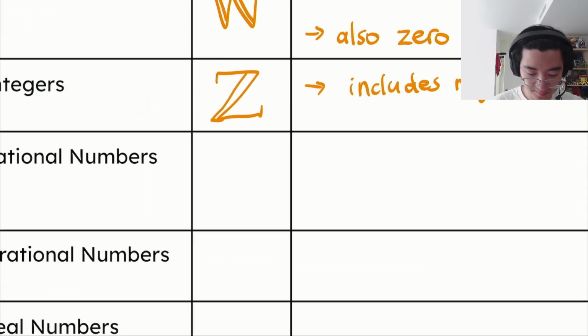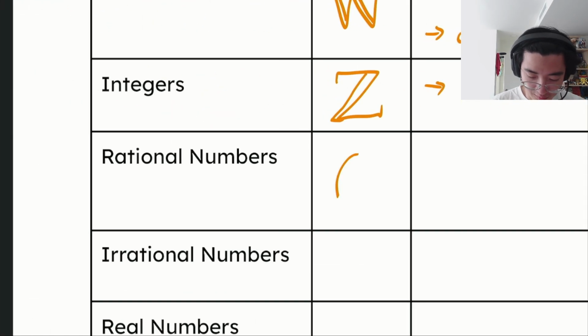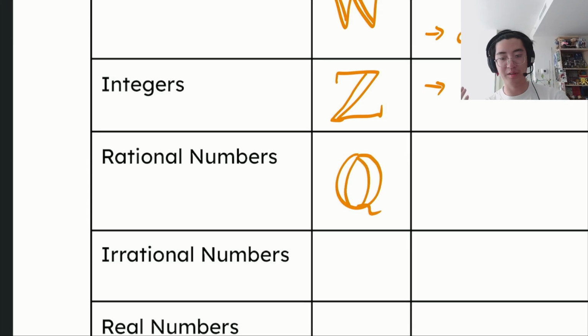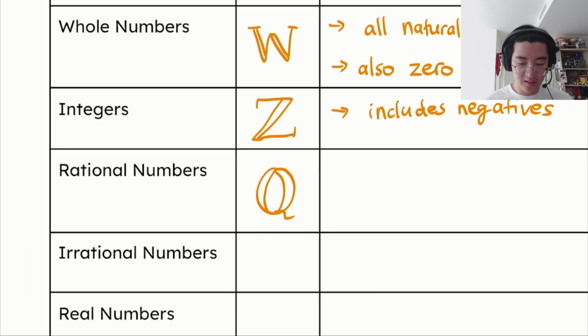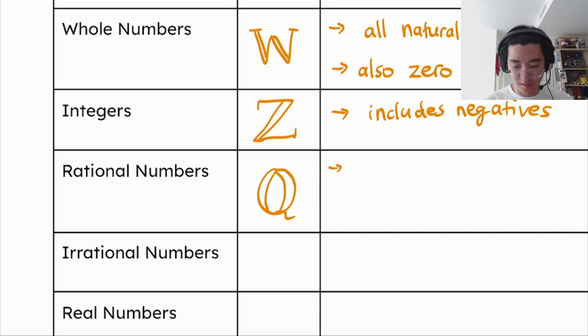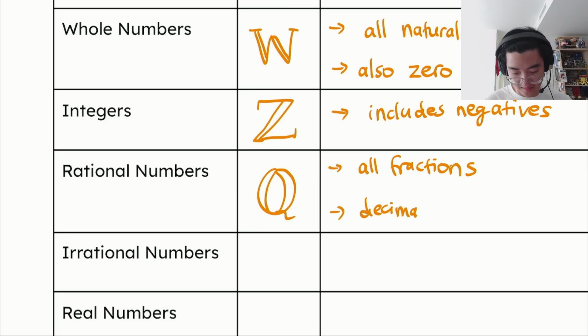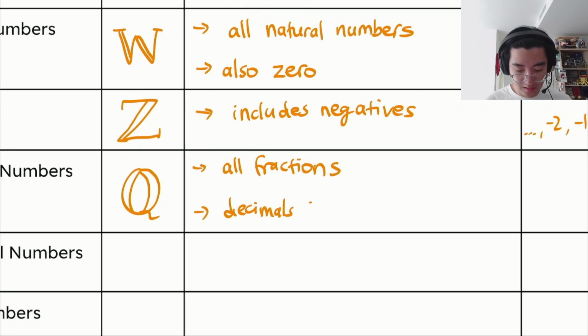Okay, rational numbers. Of course, R would be too logical, so we use Q here. Also because we will use R for something else. Rational numbers are all the fractions. A general rule of thumb: if you can put a number into a fraction, that's a rational number. That includes decimals, and this is very important, decimals that have an ending or that repeat forever.